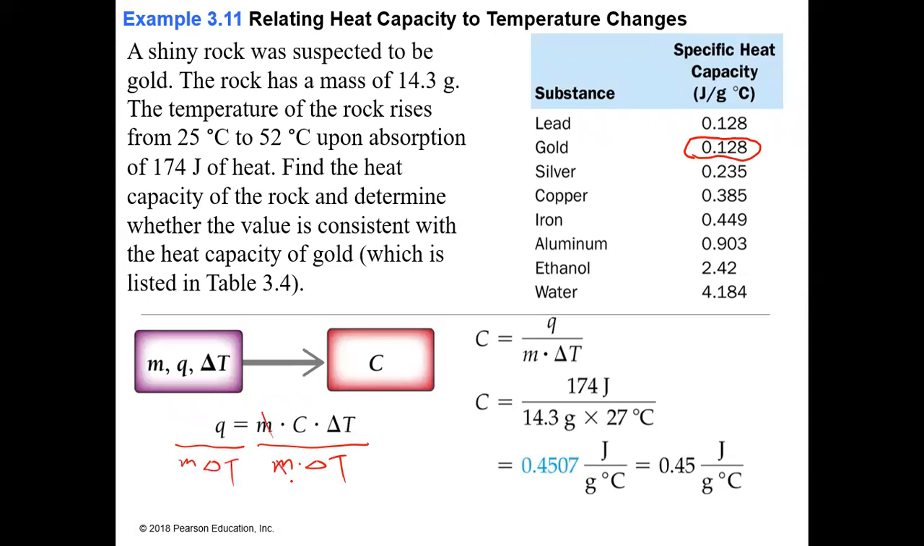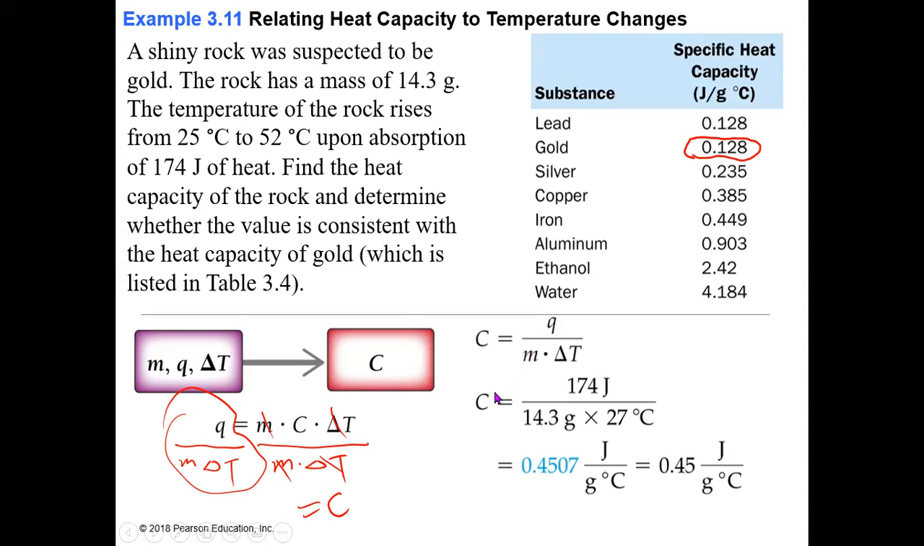So m cancels out, delta T cancels out on the right side, and we are left with C. Then on the left side we have the rest. Left and right sides can be swapped, so we write the C on the left. We have this equation, and then we just plug in those numbers.